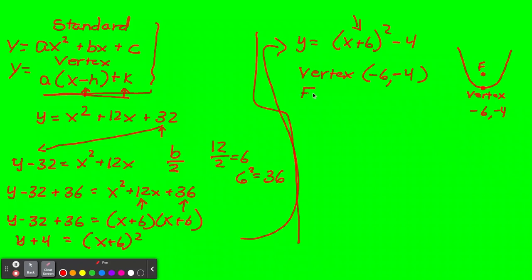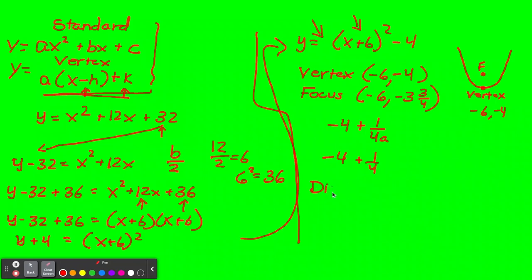So how do we get the focus? The focus is always going to have the same x. But to get the y, you're going to take the y term, negative 4, and you're going to add it to 1/4a. It's always 1/4a, and a is the a term. And you notice in the a term, there's nothing there. And if there's nothing there, it's just a 1. So it's going to be negative 4 plus 1/4. And that'll get the focus. Negative 4 plus 1/4 will give you negative 3 3/4.